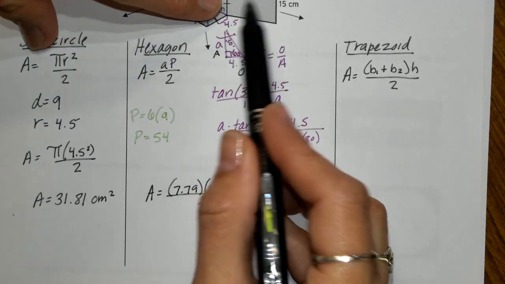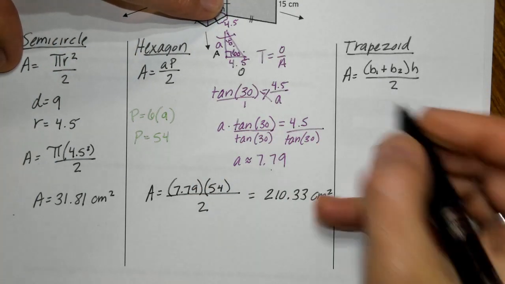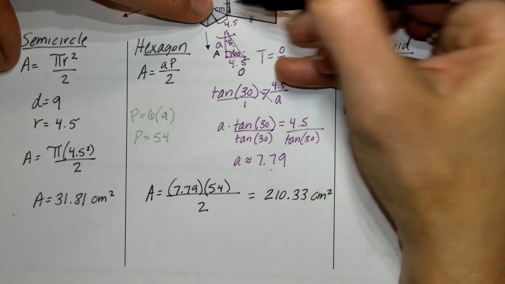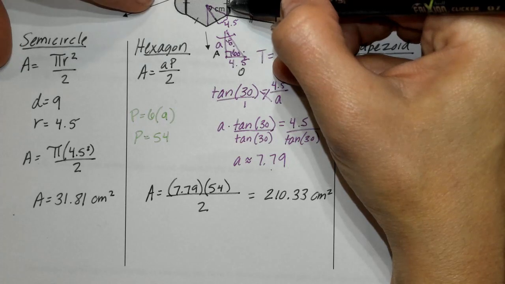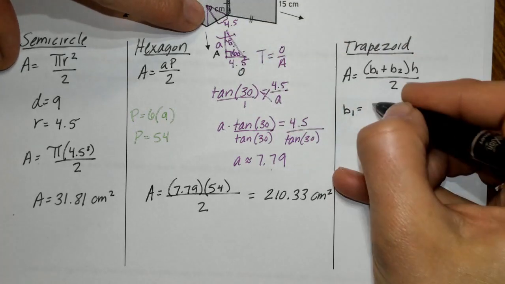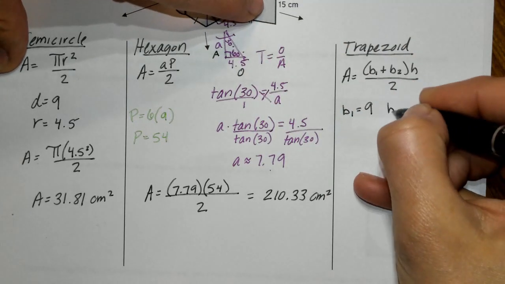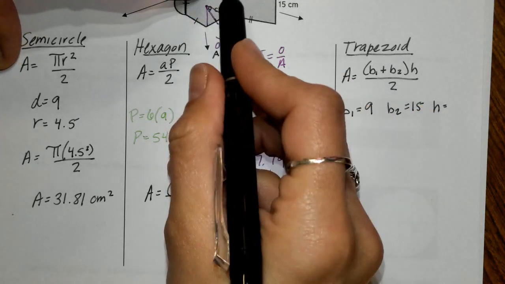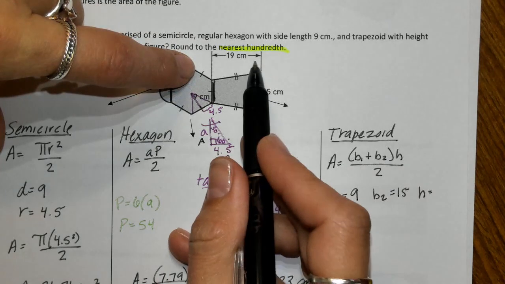The trapezoid is going to be right here. We have base 1, base 2, and height. Base 1, right here, again, doesn't matter which one's base 1 and base 2, is the same as the side length of the hexagon, 9. The other base will be 15, and our height is listed right here at 19.